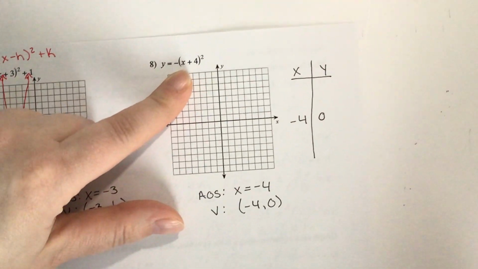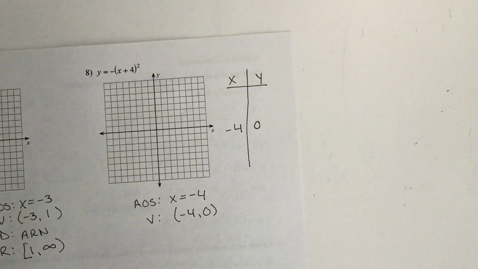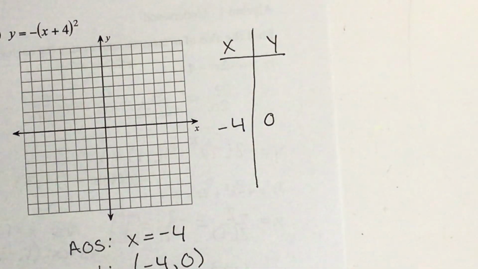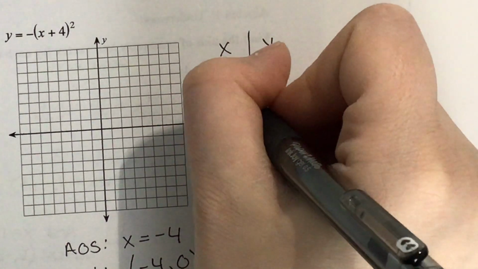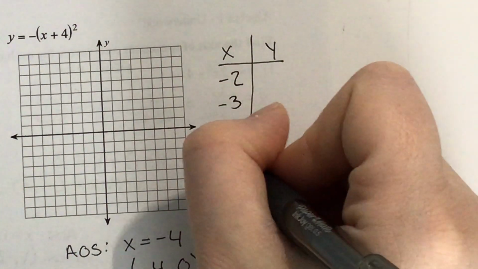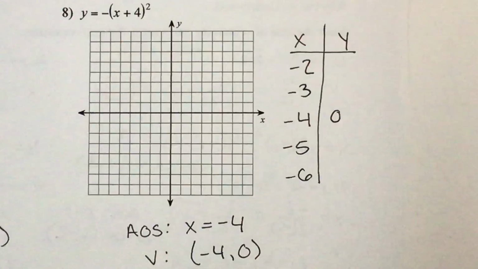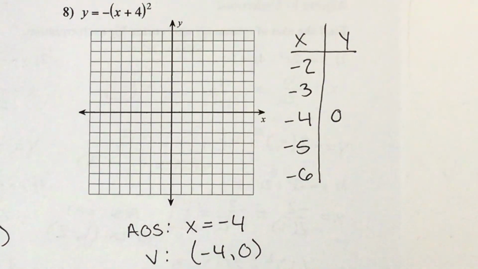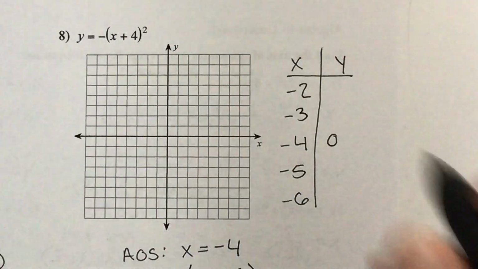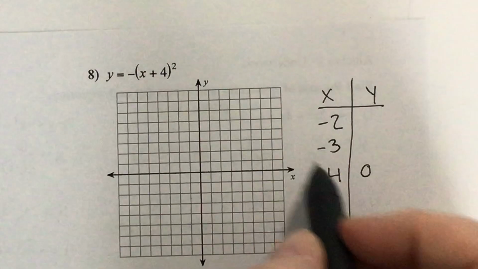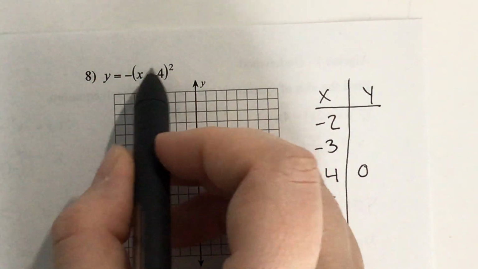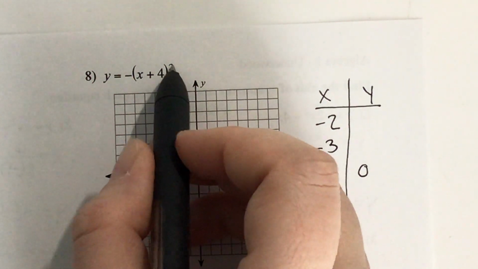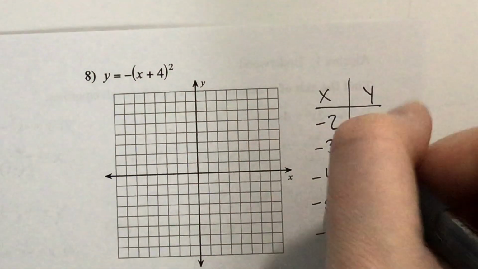Ta-da! All right, let's pick some more numbers from my table and plug them in. Every time, I'm telling you, it turns down the brightness. All right, bigger numbers, negative 3, negative 2. Smaller numbers, negative 5, negative 6. All right, so let's plug in the negative 3 and negative 2. It's a little bit easier. Here we go. Negative 3. Negative 3 plus 4 is 1. 1 squared is 1. And then there's a negative.